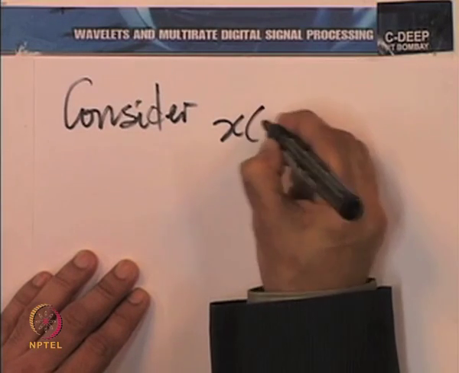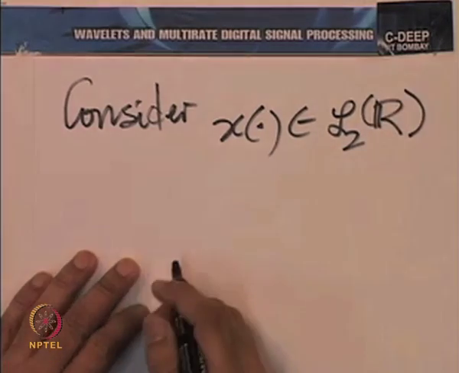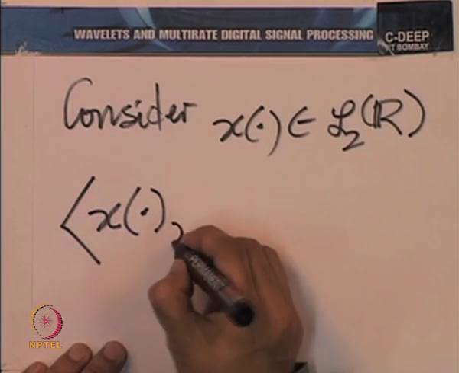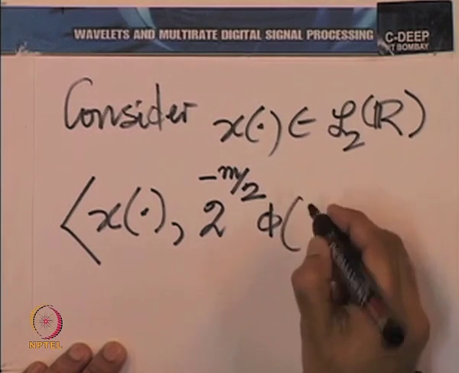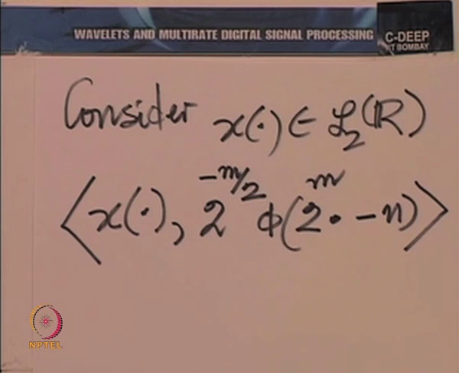Anyway, now let us interpret what happens when we take the dot product of any function in L to R with an element of this orthonormal basis. So, consider x t belonging to L to R, or if you please x with the argument belonging to L to R, as is the correct way to write it. And then consider the inner product of this x with this orthonormal basis element, 2 raised to the power minus m by 2 phi 2 raised to the power m dot minus n. Now, we are going to invoke the Parseval's theorem.